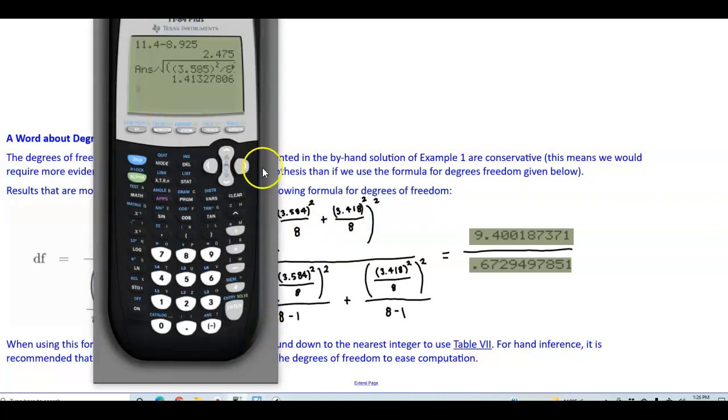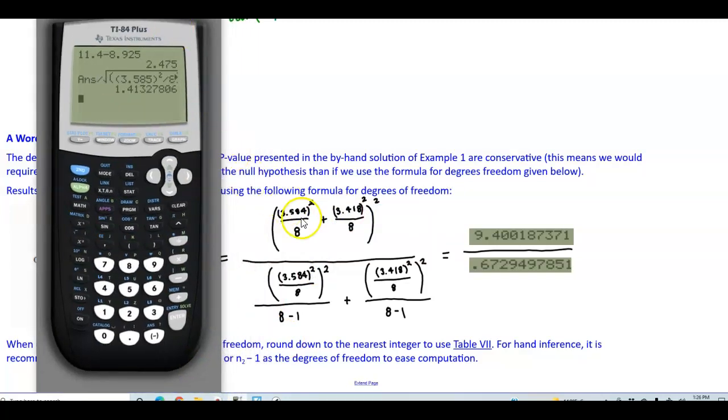So let's just go ahead and review this information. Let's take a look at this numerator. We're going to have parentheses and then second parentheses. Let's take a look at the order of operations. So we're going to work inside the parentheses. We're going to take parentheses 3.584, just so that we don't mess anything up.